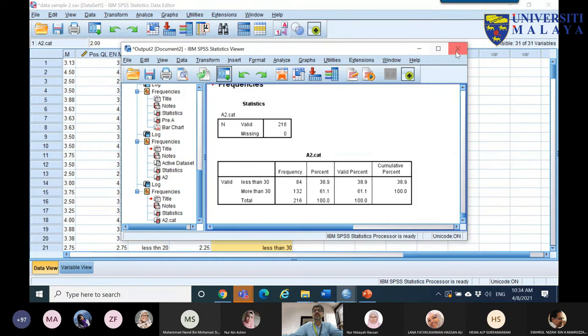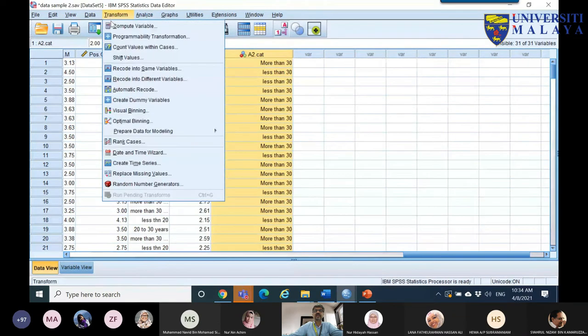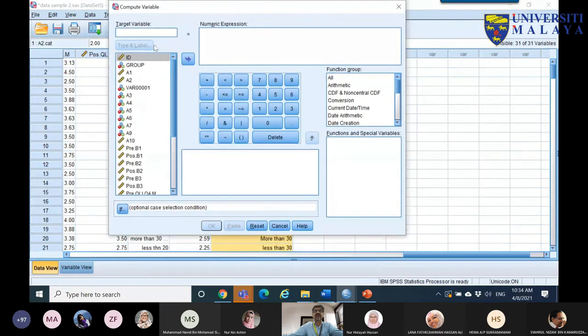This is an easy way to convert and transform some of your variables. Sometimes you want to compute new variables, so let me tell you about this. Suppose that you want to create another variable. This is B1 and B2, and suppose that you want to combine these two together. So I just name it total B. Remember, when you name variables, don't use a space. Don't use a space.